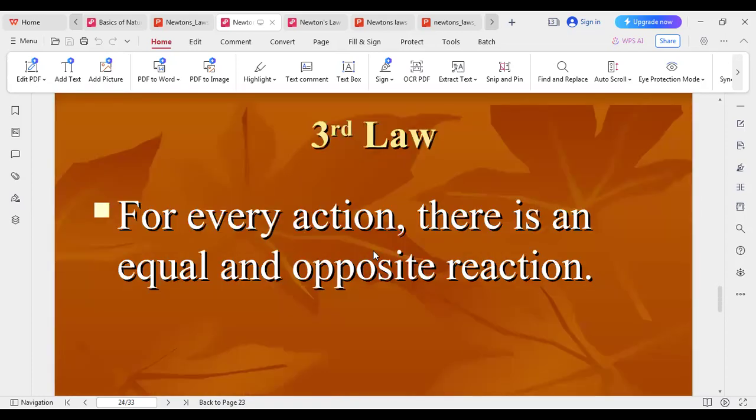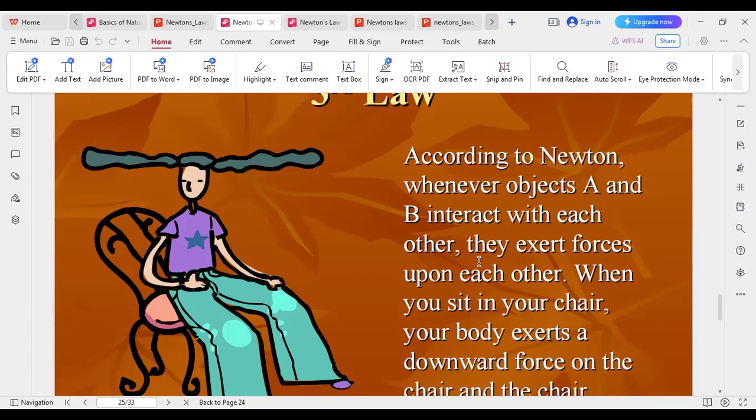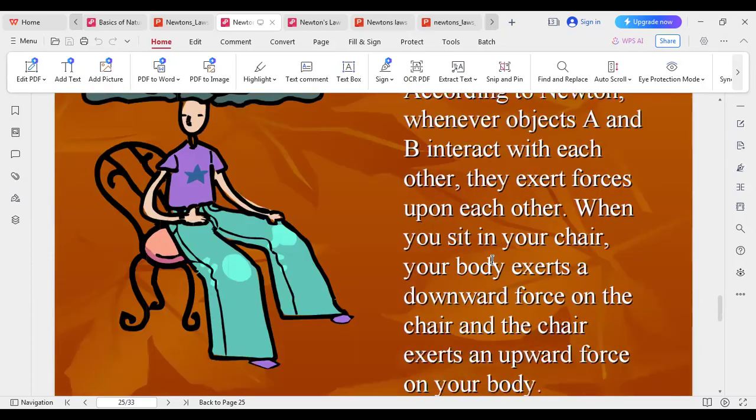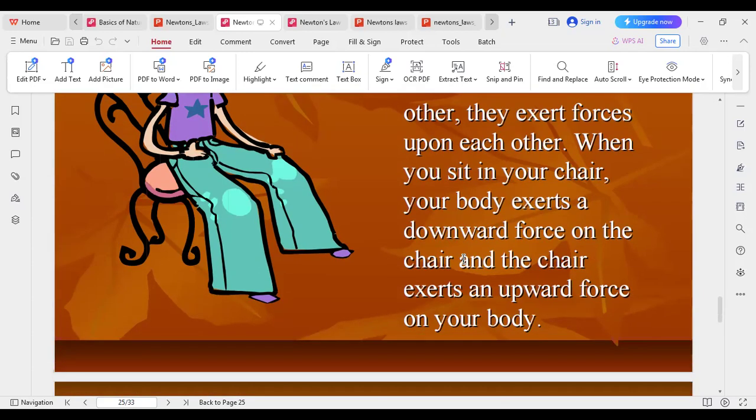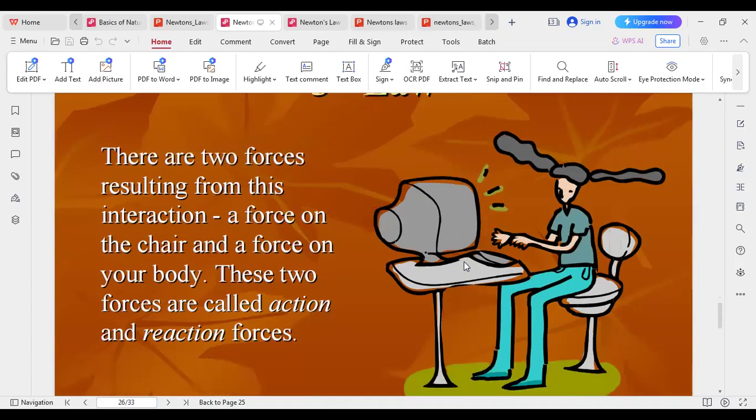Now, the third law: for every action, there is an equal and opposite reaction. According to Newton, whenever objects A and B interact with each other, they exert forces upon each other. When you sit in your chair, your body exerts a downward force on the chair, and the chair exerts an upward force on your body. So, in the third law, there are two forces resulting from this interaction: a force on the chair and another force on your body. When you sit on a chair, these two forces are called action and reaction.